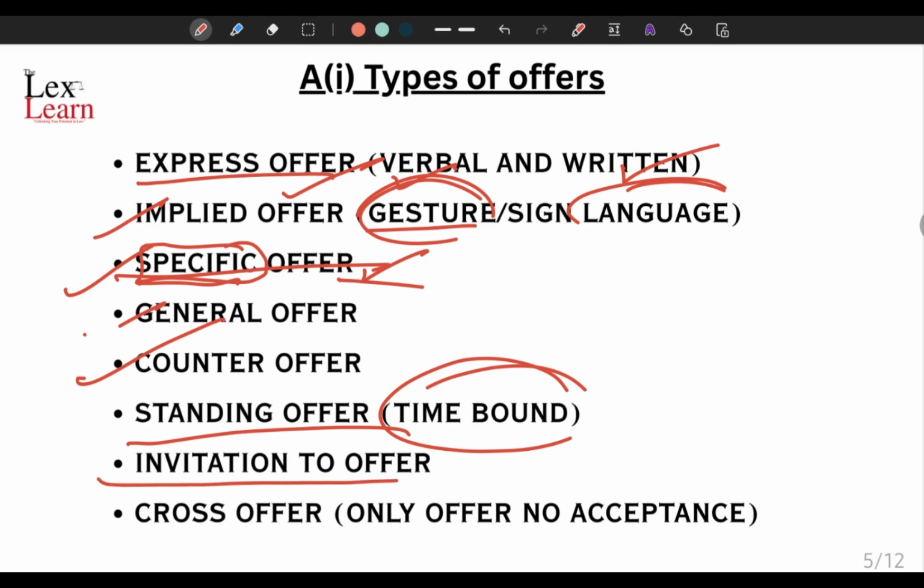And then the next one is the invitation to offer. An invitation to offer is generally seen in supermarkets or shopping malls. Let's say you live in Hyderabad and you go to DSL Mall, which is in Uppal. You go shopping over there, and you are not obliged to buy anything.